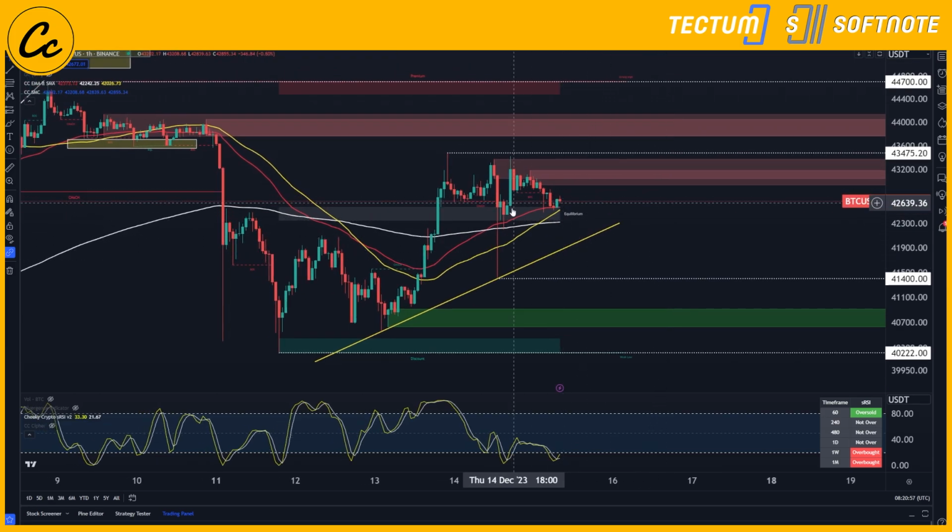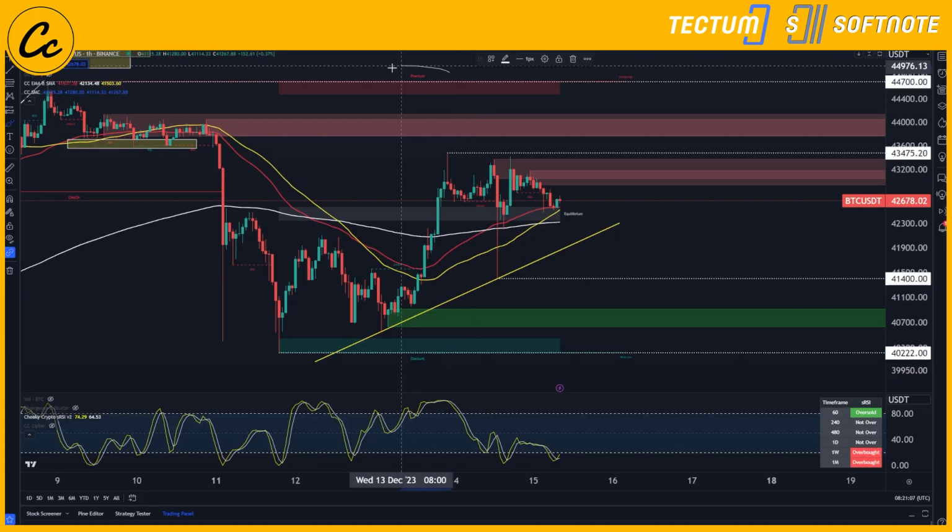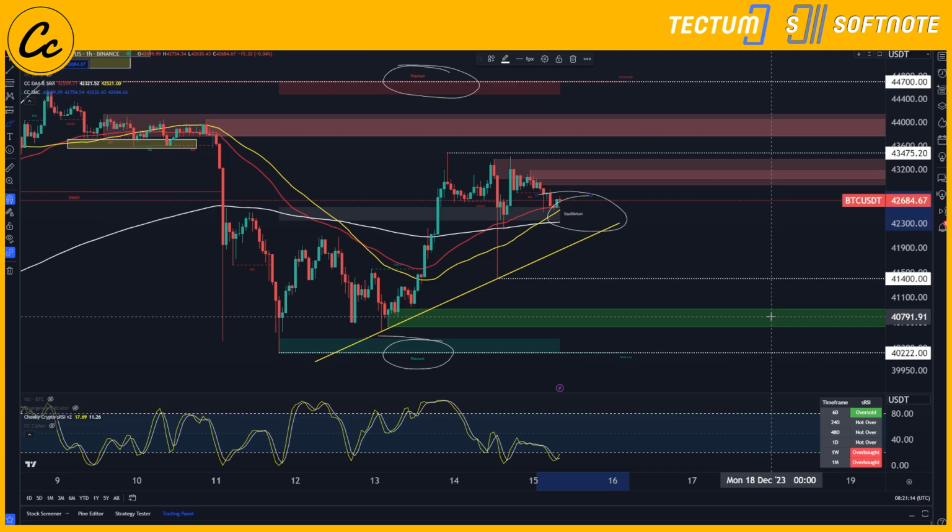Okay, so as you can see at the moment, right where price is right now, it's resting on equilibrium. Equilibrium is essentially a 50% level between a premium or a discounted range according to smart money concepts. So up here you can see that it's a premium range, and down here you can see that there is a discount range. Equilibrium sits halfway between the two. And so with equilibrium normally acting as support or resistance for price, we find Bitcoin at a critical moment.